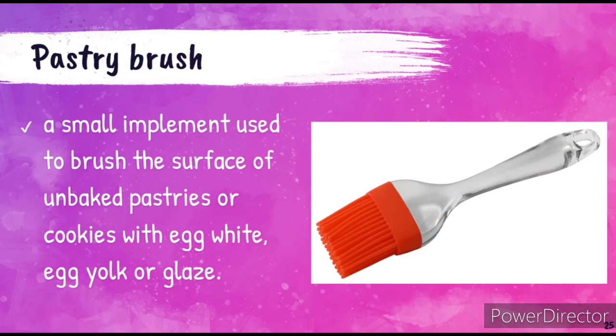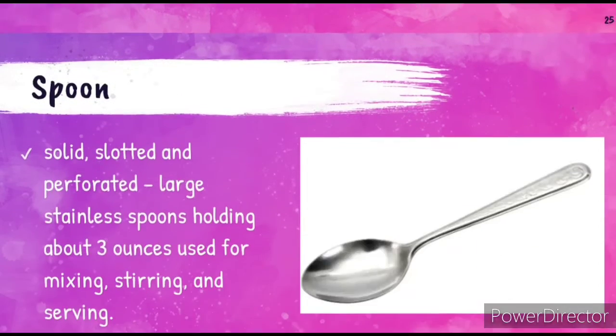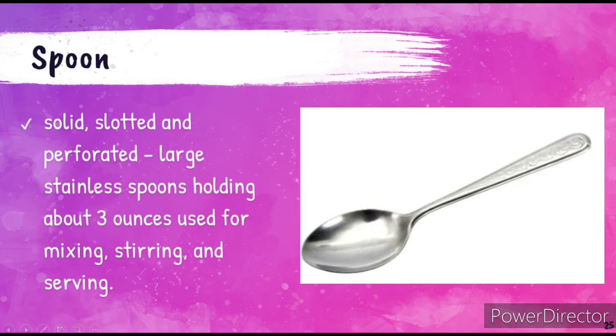The next one is the pastry brush. It is a small implement used to brush the surface of unbaked pastries or cookies with the use of egg white, egg yolk, or glaze. So this brush, we use this to spread equally into our pastries. Okay, spoon. We all know this one.